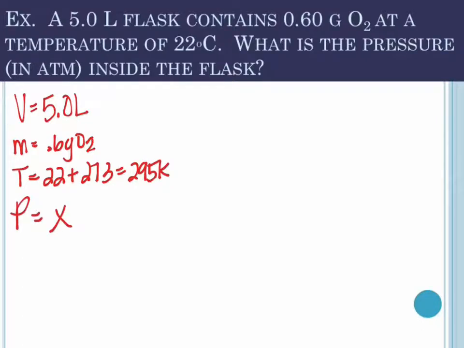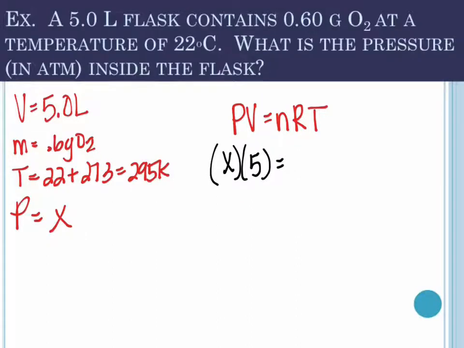So I look at this, when I have equations like this, and I see I do not have a before and after situation. I only have one P, I only have one T. So then that means I have to use PV equals nRT. P is what we're looking for, so that's my X. V is 5. N, I don't have N, so I need to convert my grams to moles.